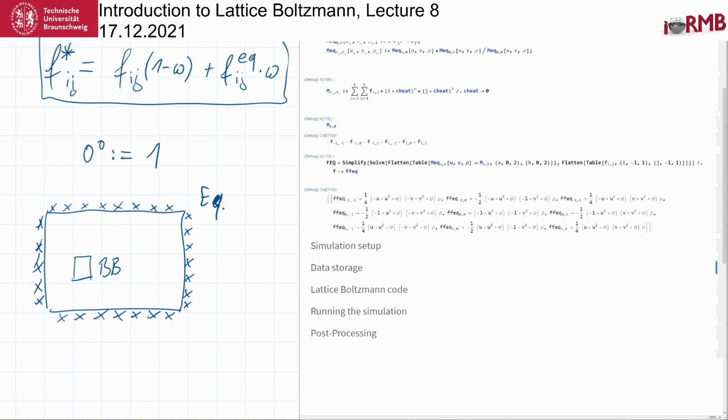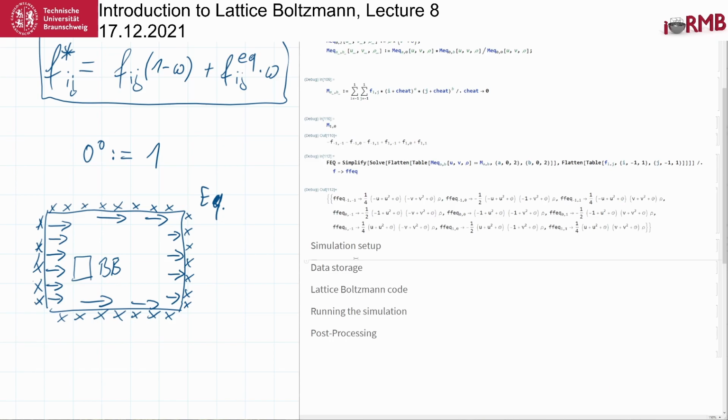So this is what we had last lecture: bounce back and equilibrium boundary condition, and we'll set the equilibrium boundary condition as an inflow going into the domain, so that the flow is coming from the left and is going to the right. Okay, so this means we're coming here to simulation setup.